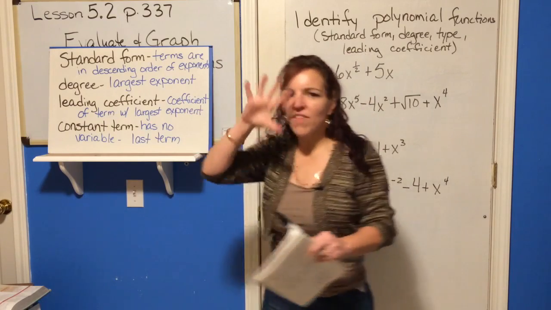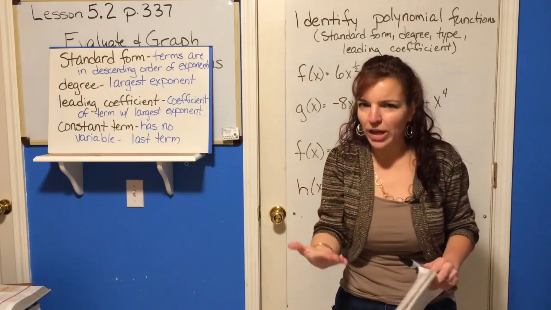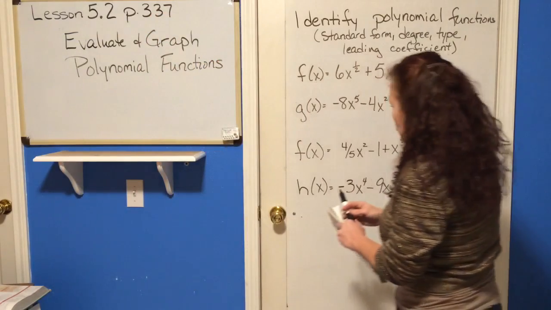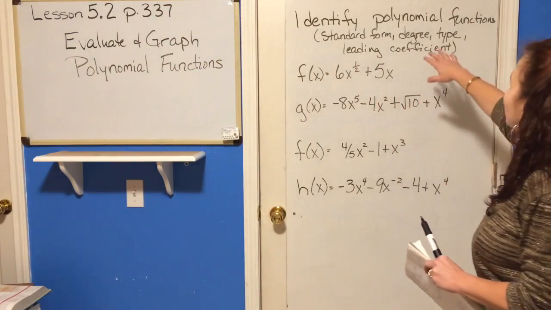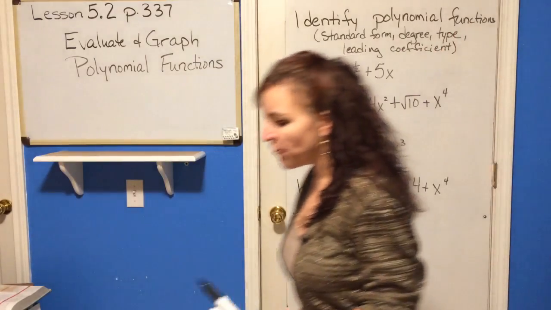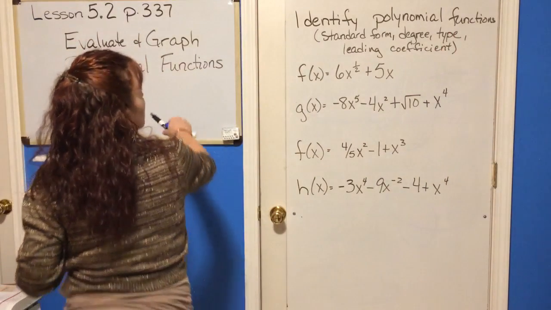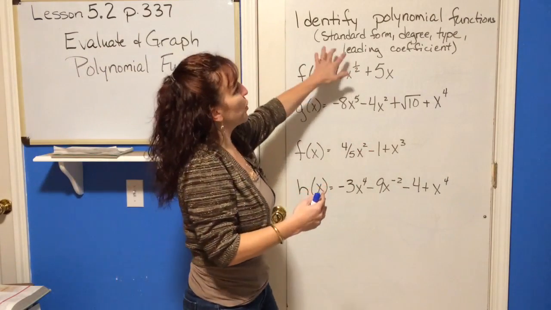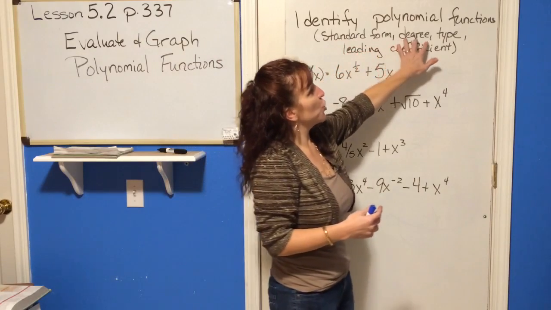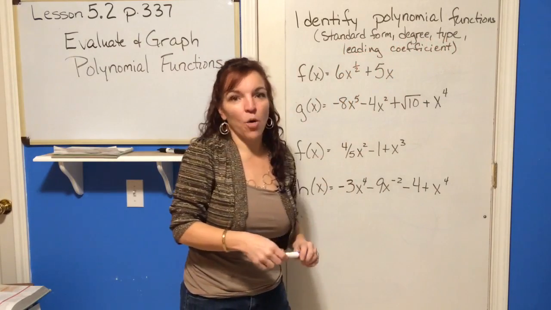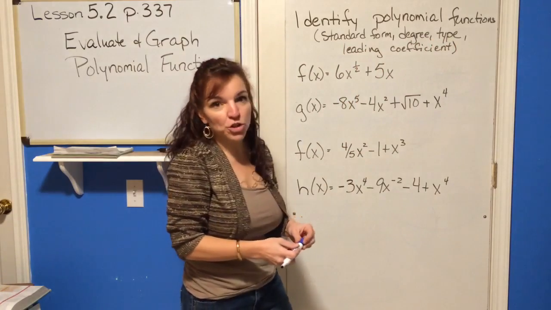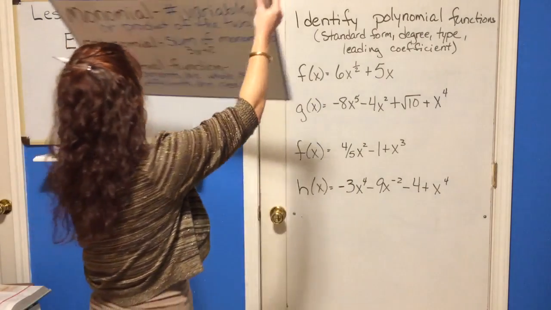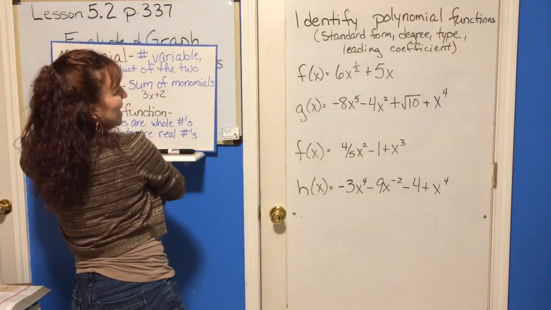So what we're going to do with all of that information, once you get it all in your notes, you can look at it in your notes while we do some examples with it. What I would like for you to do first is identify polynomial functions. So I want you to first tell me, are these polynomial functions? And then once you know that they are, I want you to put it in standard form. I want you to tell me the degree, the type, and the leading coefficient of those polynomial functions. So you have to go back to your definition of a polynomial function and determine, number one, is it?